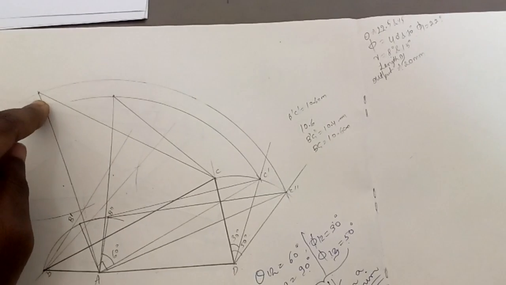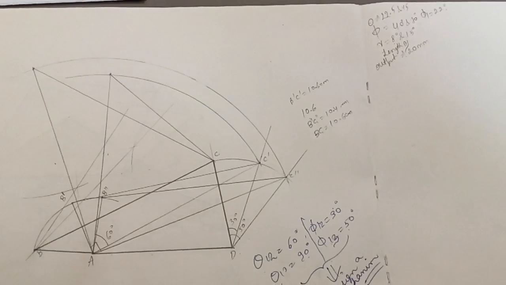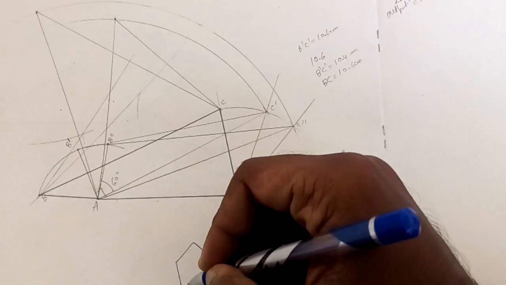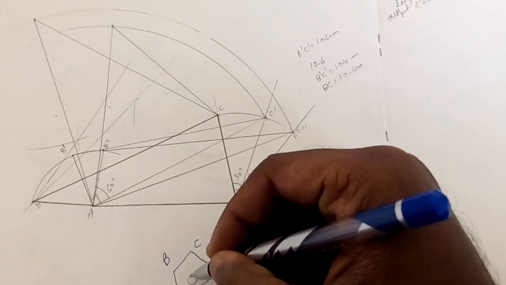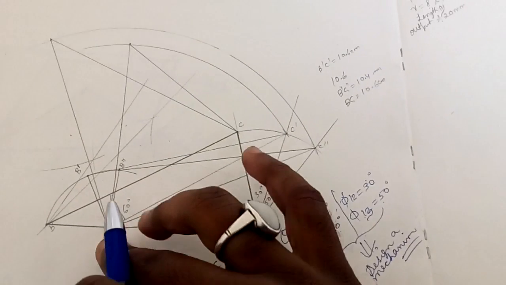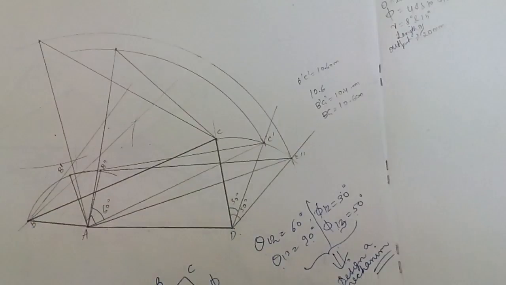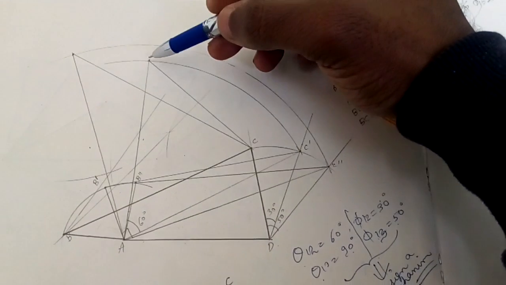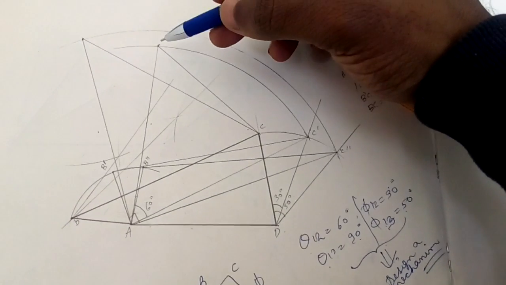You can name these points or leave them, nothing matters. The main point is ABCD of the mechanism, the four-bar mechanism. A, B, C, D. This was phi, this was theta. You have already got C dash and C double dash. You join them to A. AC dash is rotated 60 degrees, AC double dash is rotated 90 degrees anti-clockwise. You got this point and this point. Then you join this point with C, and this point with C.